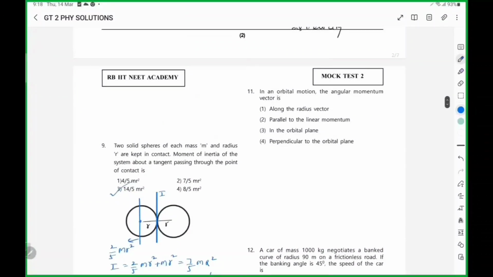So here, in an orbital motion, angular velocity, angular momentum, torque, the direction of they are all axial vectors. Their direction will be perpendicular to the plane.